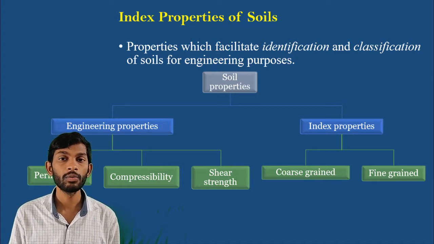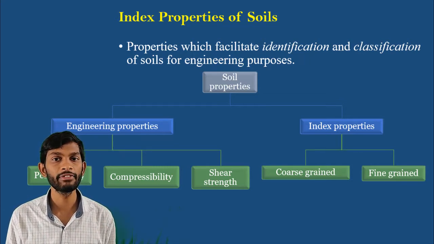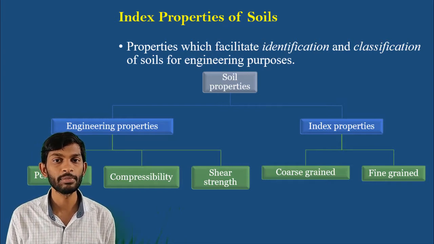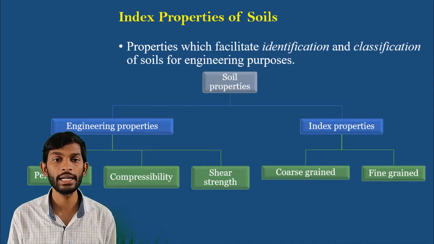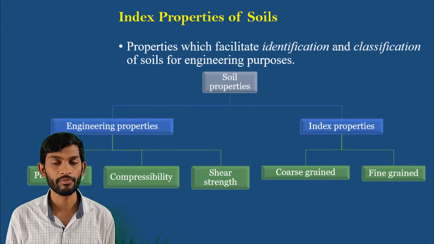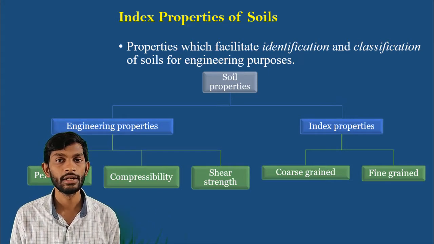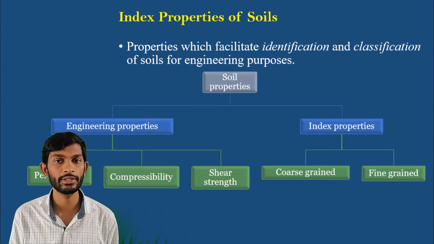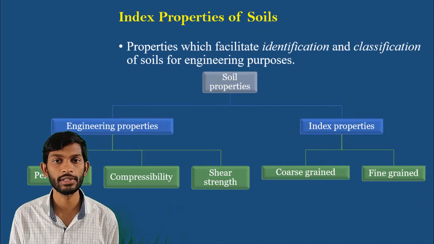Okay, now what do index properties say? They are the properties which facilitate identification and classification. Okay, these index properties are basically helpful for the identification and classification of soils. Okay. Now we have seen, when we were discussing in the first lecture, we talked about different types of soils such as aeolian soil, alluvial soil, lacustrine soil, marine soil, glacial soil and colluvial soils, right?